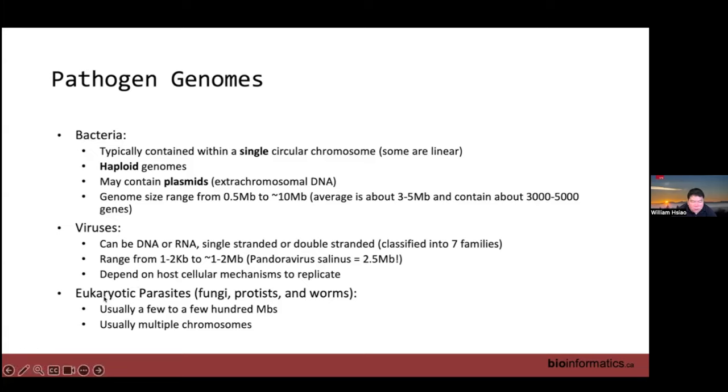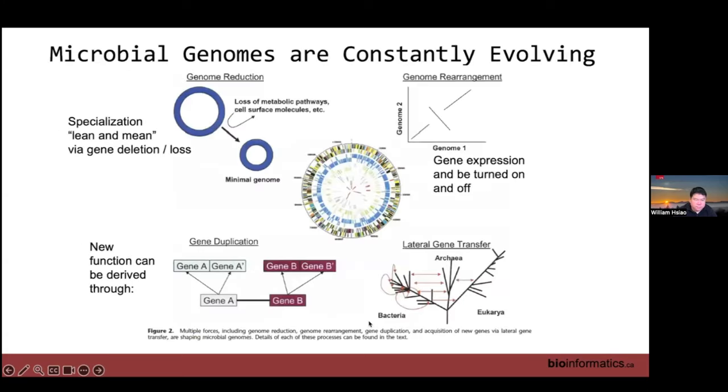Lastly, often neglected are the eukaryotic parasites. So these could be fungal, protists, or worms. And they're usually a few hundred megabases long. So they're larger than bacterial and viral genomes and usually are in multiple chromosomes. And again, because of their larger size and also the lower prevalence, their genomes are often much less well studied than common bacterial and viral pathogens.